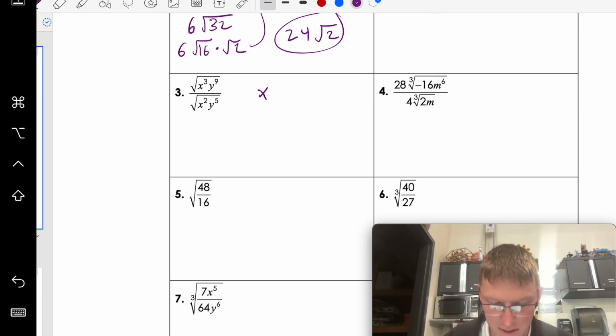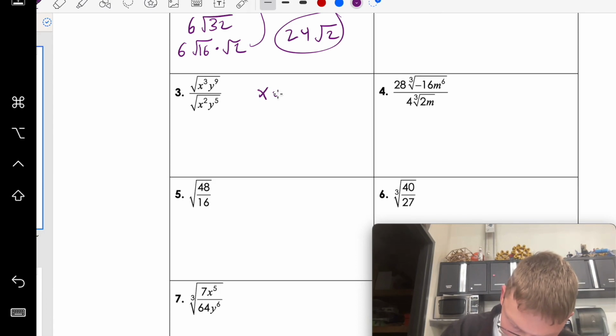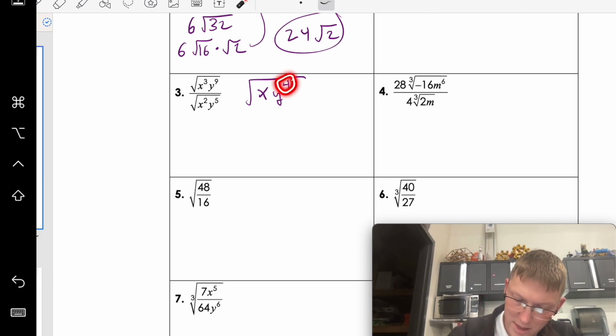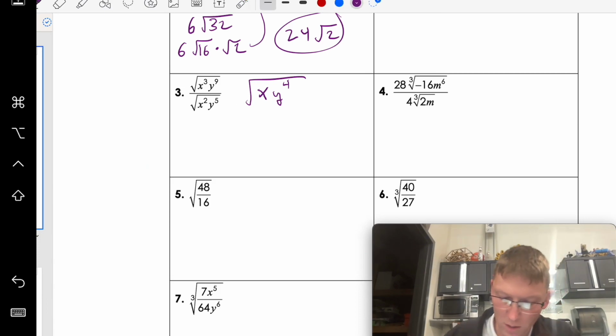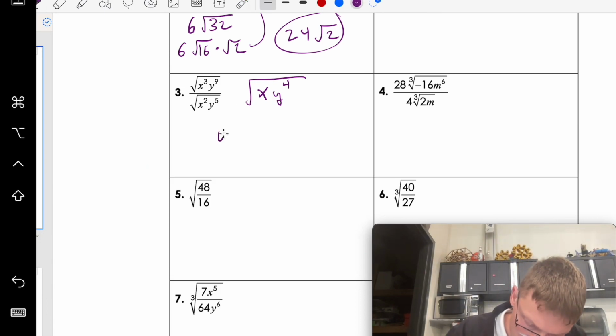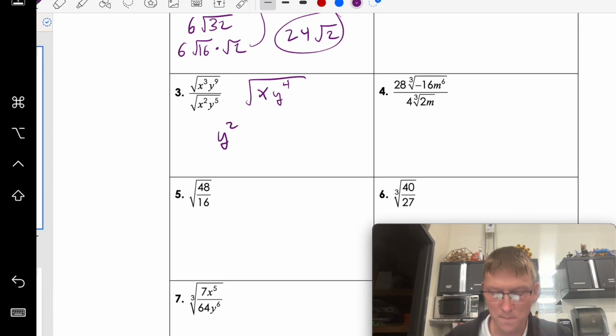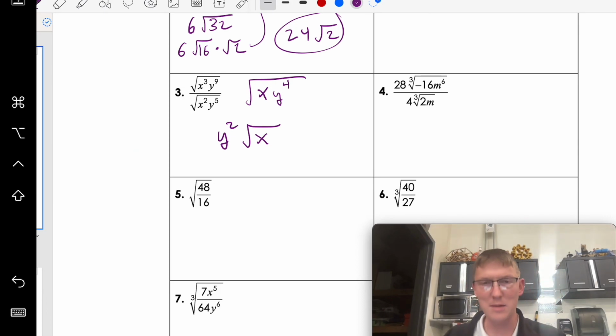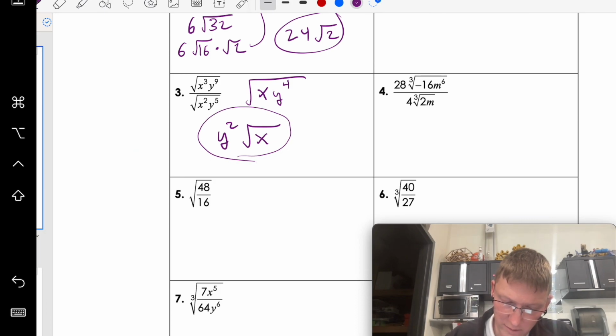Then y to the 9th divided by y to the 5th is just going to be 9 minus 5, y to the 4th. Don't forget there's a square root over all of that. So now we can look at this, and this is technically a 2. So we know that the square root of y to the 4th is going to be y squared. So that's going to come out. And then that x is just going to have to stay inside of the radical sign because it's an odd number, so it's not going to come out. So here is our final answer.